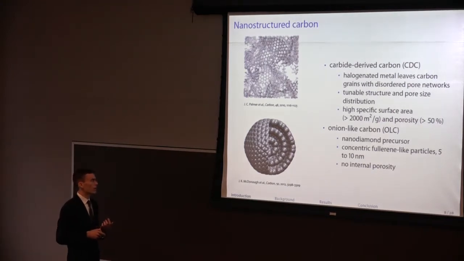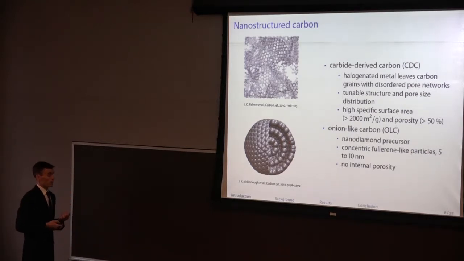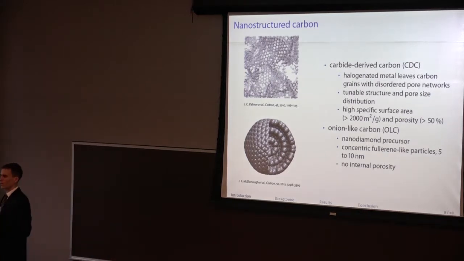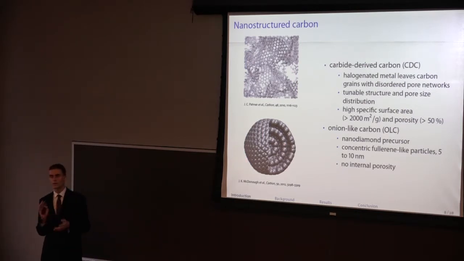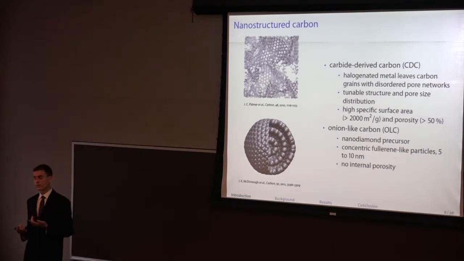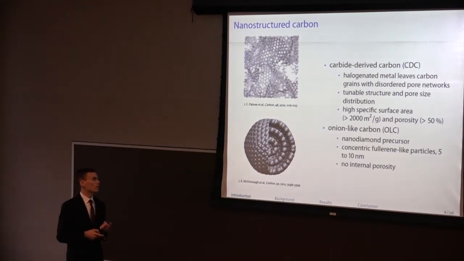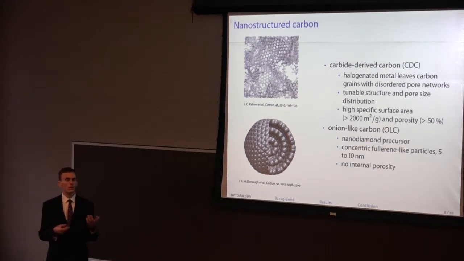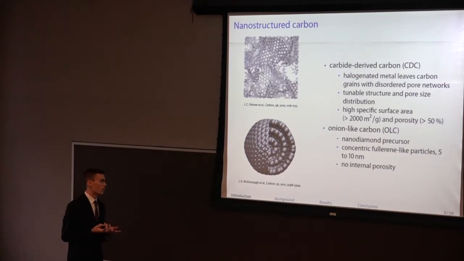Likewise, with this onion-like carbon, so-called because it's composed of these concentric fullerene-like spheres, it starts from a nanodiamond precursor, and as you anneal that precursor, you're introducing different levels of graphitization, so you're inducing that fullerene-like structure and changing the electrical conductivity. And just visibly here, there's a difference in structure. There's an endohedral structure here and an exohedral structure. It gives me an additional space to sample.